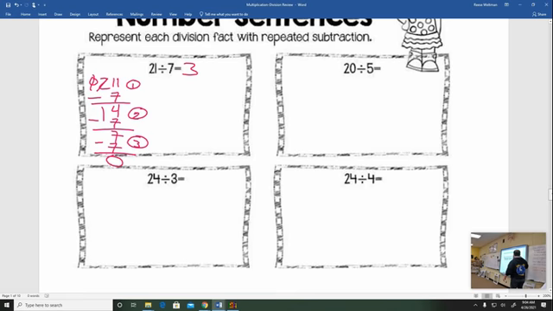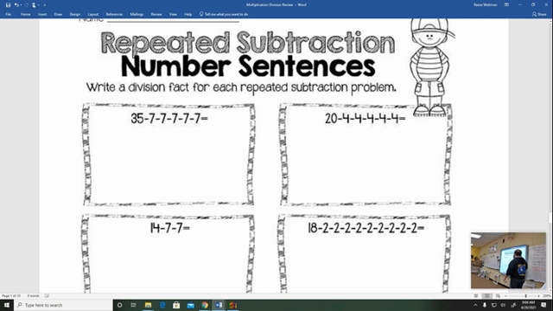Now, here we go again. Same thing. Next page. Now they're actually showing us what it looks like. So 35 minus 7 minus 7 minus 7 minus 7 minus 7 is what? Now I don't just want the answer to the subtraction problem. I want to know what the division fact is. What's our division problem? What are we looking for here? What is 35 minus 7 minus 7 minus 7 minus 7 minus 7? Nick?